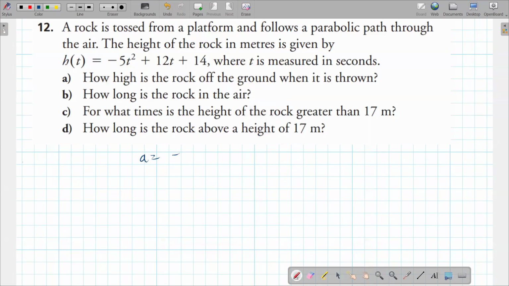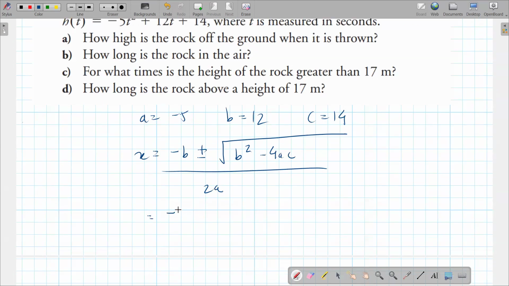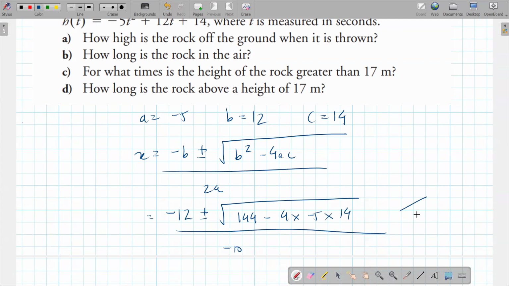So a is -5, b is 12, c is 14. And this is what the quadratic formula says: x equals -b plus or minus the square root of b squared minus 4ac, over 2a. That's why this question is here, because we have to use the quadratic formula, I think. So 144 minus 4 times -5 times 14, divided by -10. This is going to give us two x-intercepts. One of them will be positive, one of them will be negative.